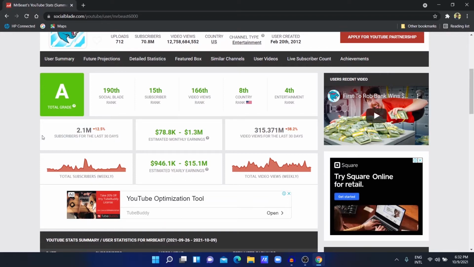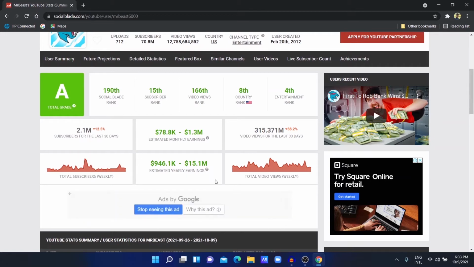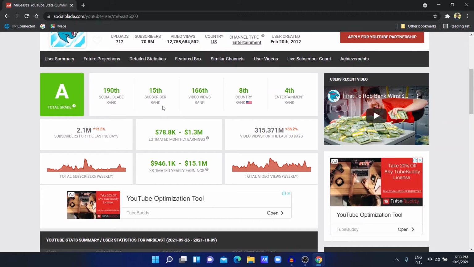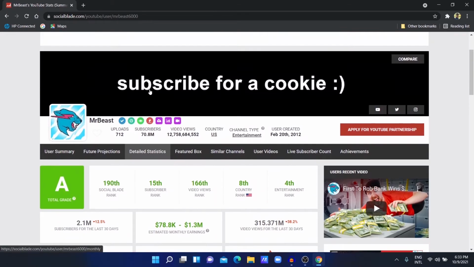But remember that this is not the actual amount of money you get. This is just an average number, but somewhat close to the price from this. As you can see, in the subscriber rank, he is the 15th best in America. Sorry, he's the 8th from America, and he's the 190th Social Blade rank. Oh my goodness. And you can also see how many uploads and how many subscribers. Oh, he has got 70 million subscribers.